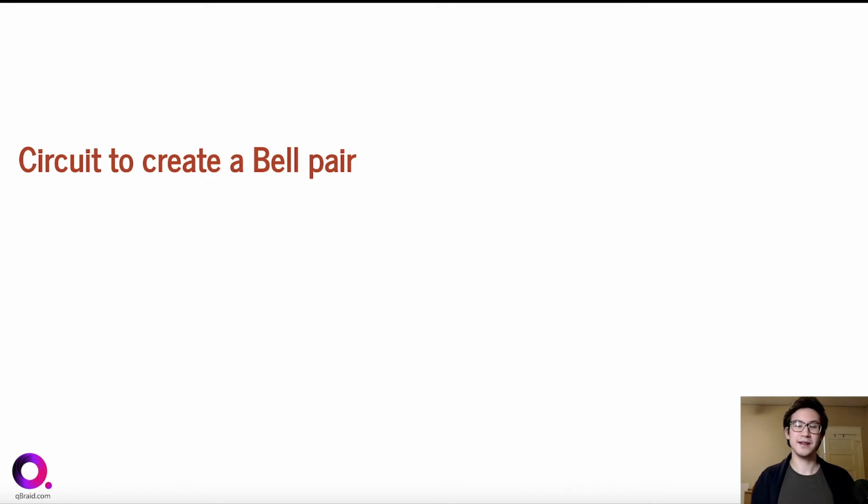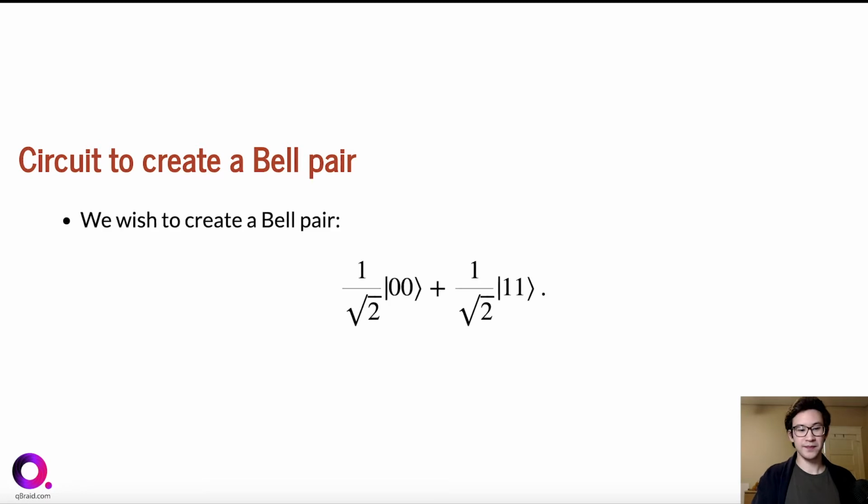So one of the last things that I want to show you in this video is an example of a more useful 2-qubit quantum circuit. This is a circuit that creates a Bell pair, an EPR pair. So we wish to create this state here, starting from 2 qubits that are initialized in the state ket0.